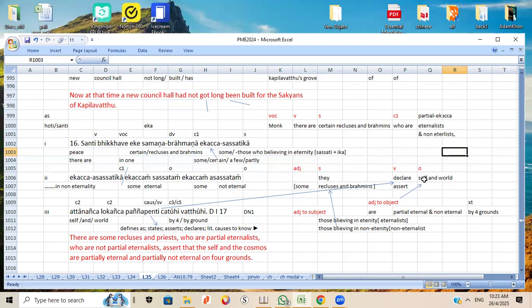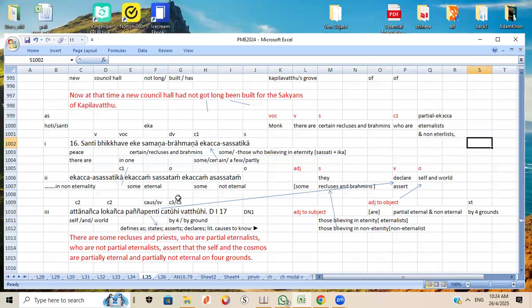So here we have to put the declare self and the verb are. This is to join both objects: to join both objects, partial eternal and non-eternal. This one is not in the sentence because this is joining. This is joining. You can see this is joining of the object, descriptive of the object, adjective to the object, are partial.